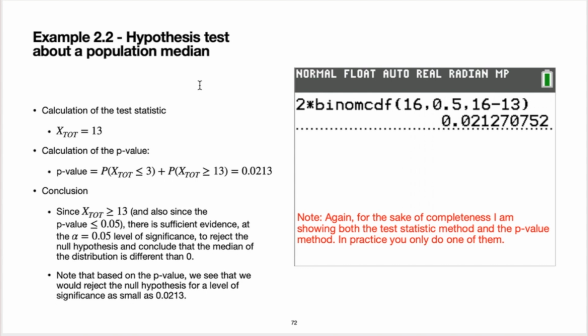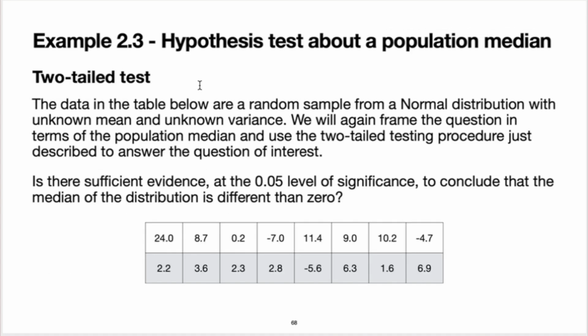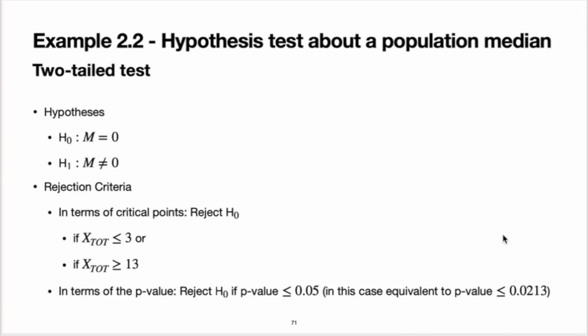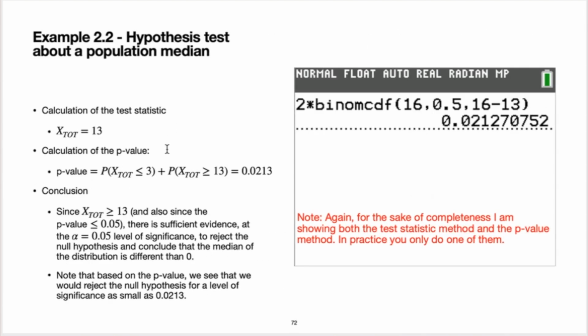Okay, so it turns out in this data that X-tote is equal to 13. If we go back to the original data and count the number of observations that are greater than 0, we'll find that we have 13 of them. Let's go ahead and calculate the p-value of the test. Note that the observed value of X-tote is 13.